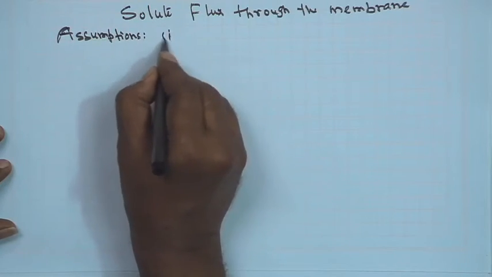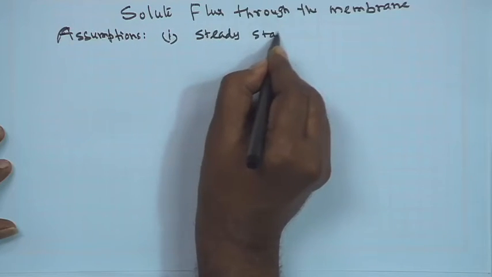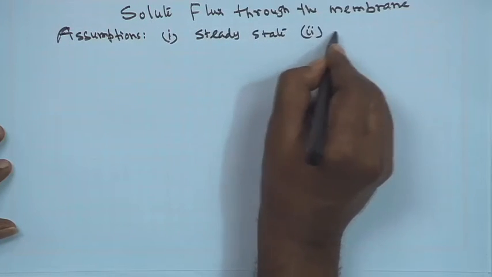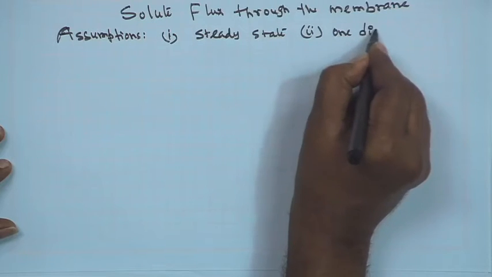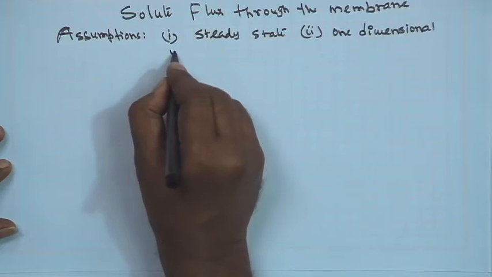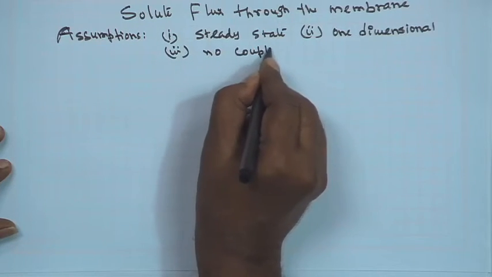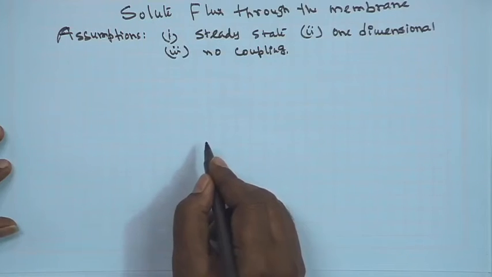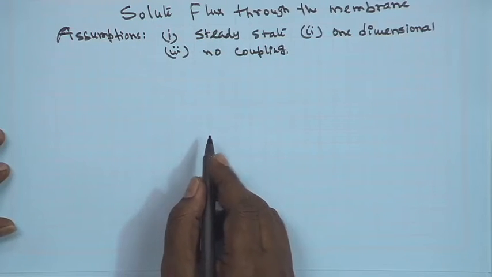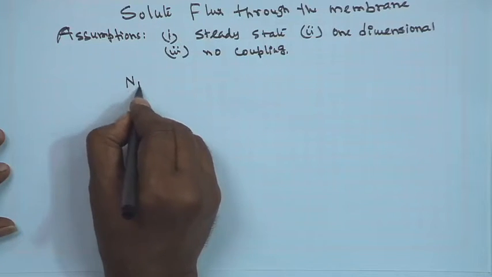It is a steady state system, one dimensional, and no coupling. If we now do that, then the previous equation for the solute flux, we can integrate it out.